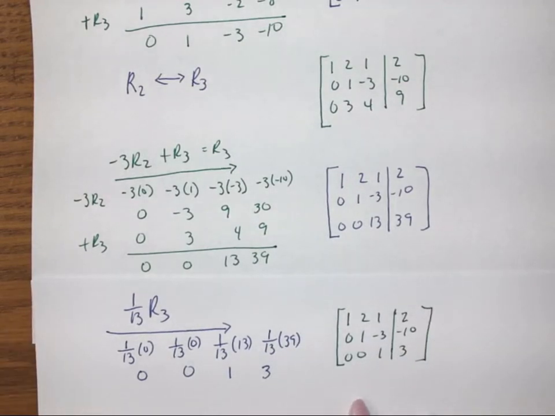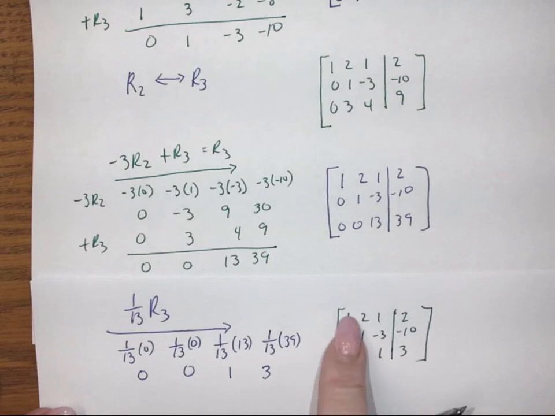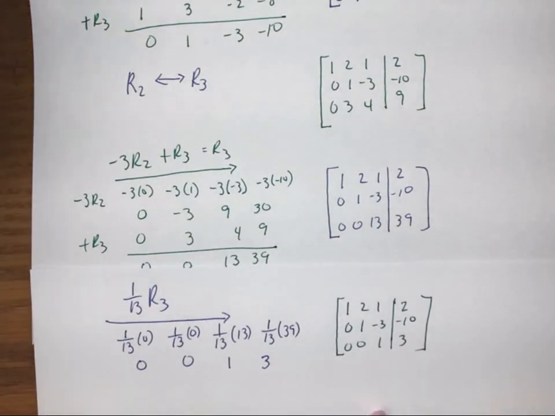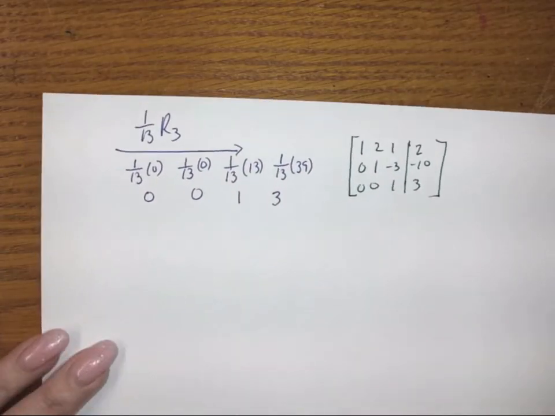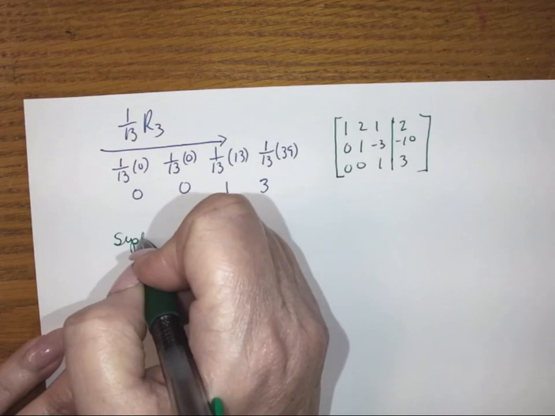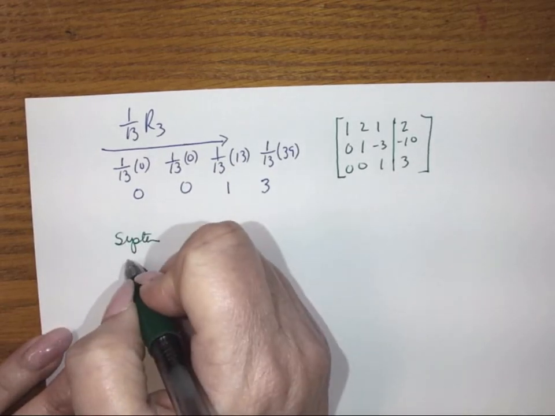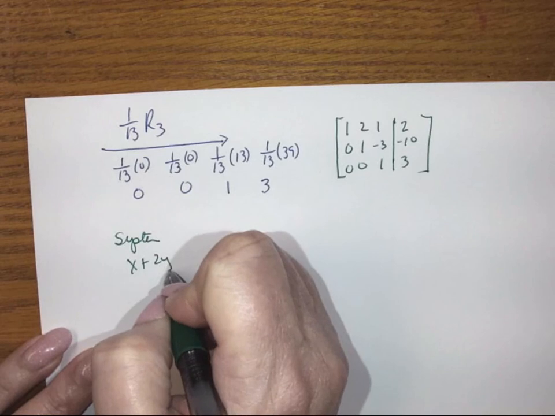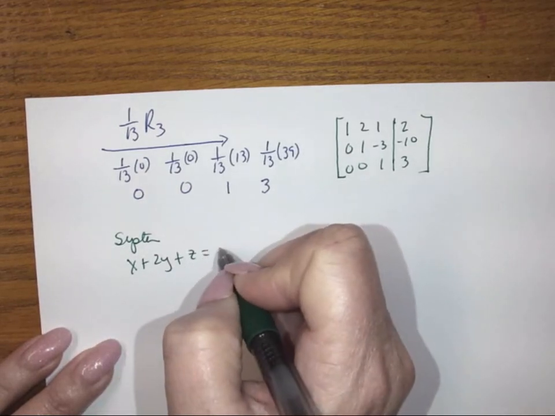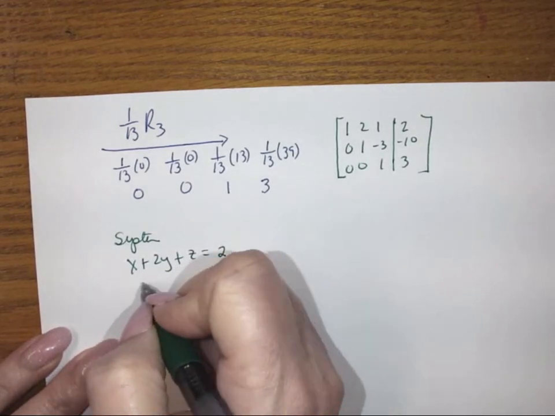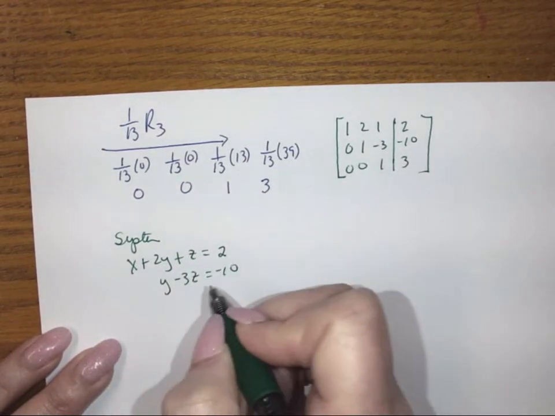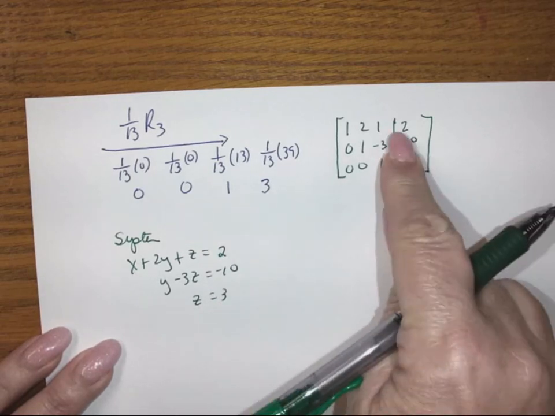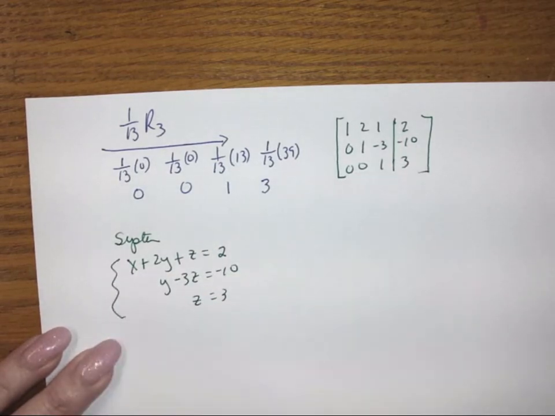All right, we have our matrix. We've got it down to that Gaussian elimination goal that we needed. Now we can take our matrix and write our system of equations. So here's our system. We will have x plus 2y plus z is equal to 2. We have 1y minus 3z equals negative 10, and z is equal to 3 coming right off of there. So this is our system.